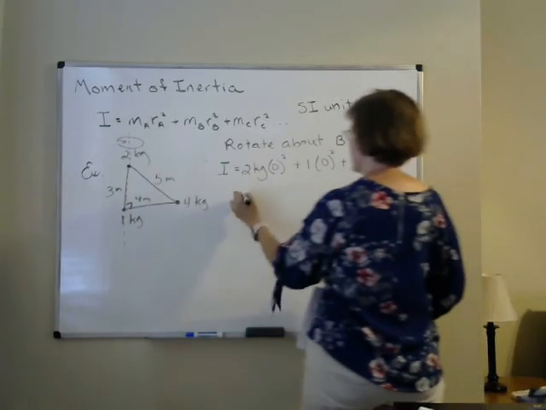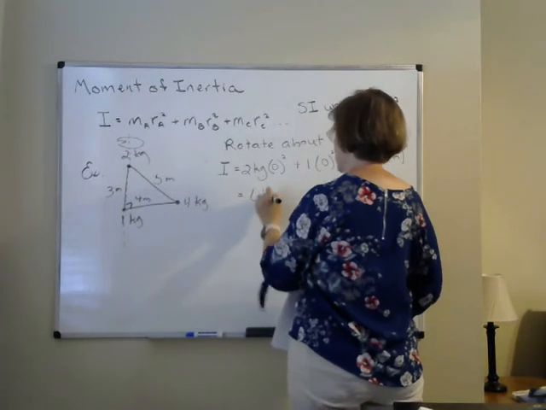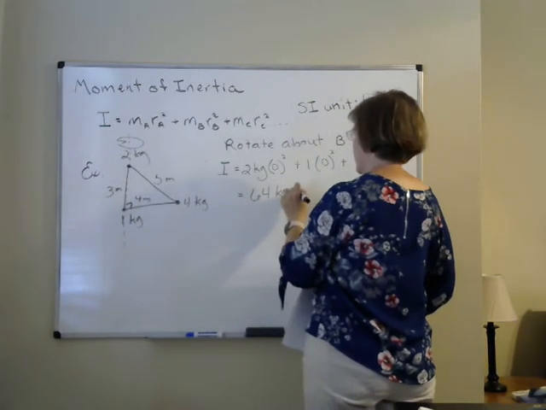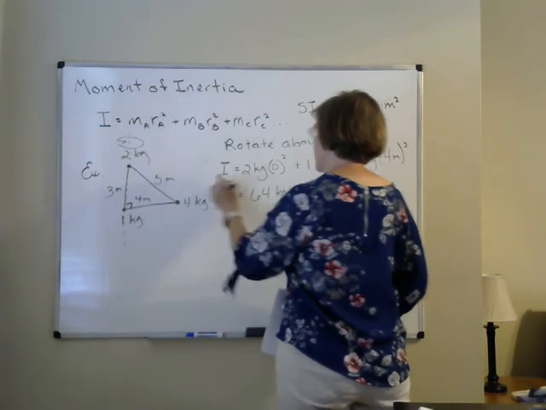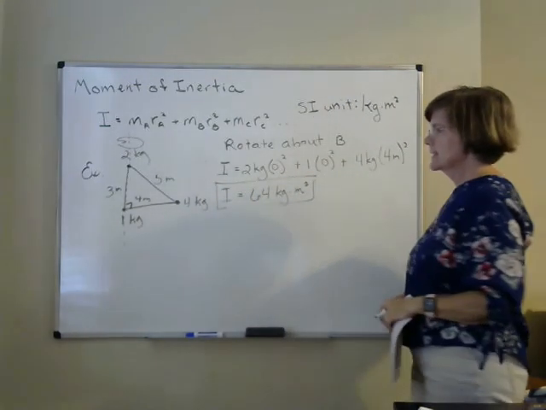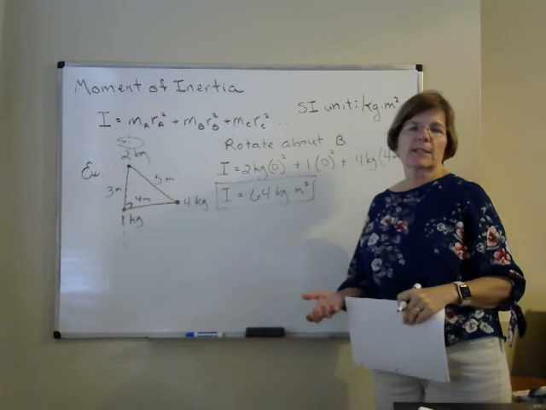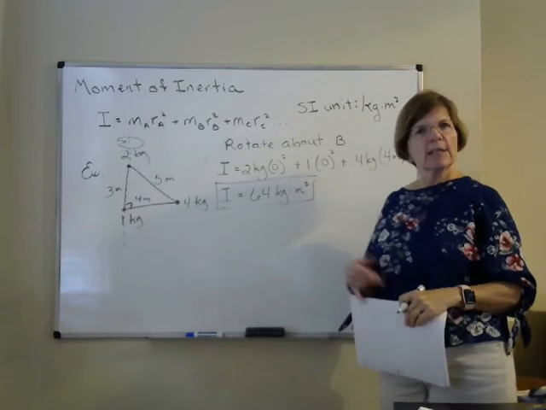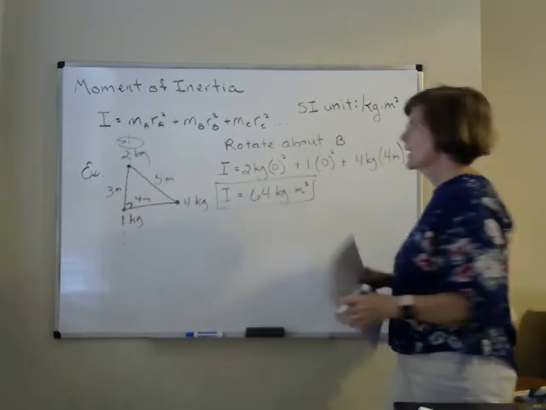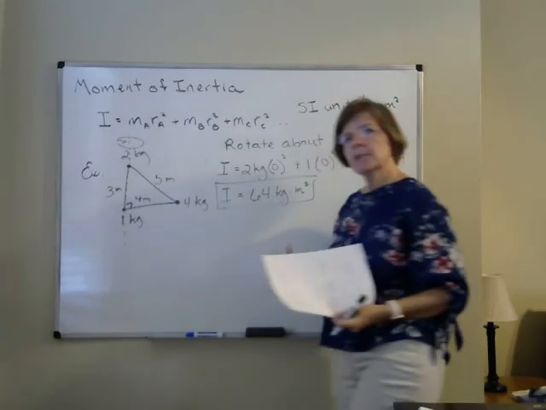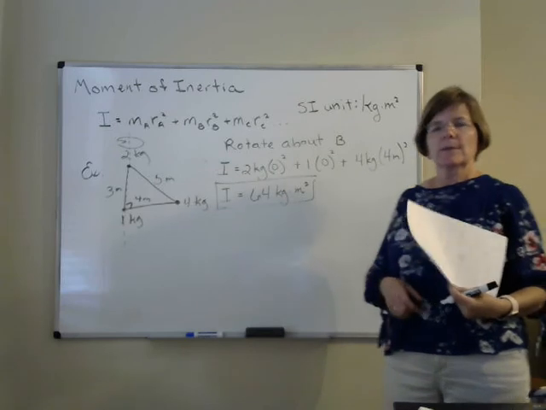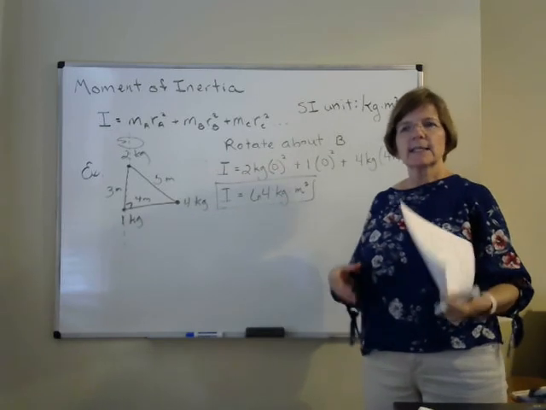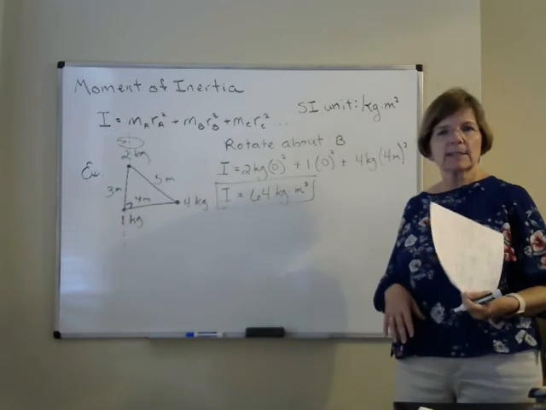That's going to end up being 64 kilogram meter squared. So really, if we're just talking about a few point masses and we can see for sure how far they are from the center of rotation, you can calculate a moment of inertia. But most of the time when we calculate a moment of inertia, we're doing it for something like a sphere or a disc, and these things take calculus, and it makes a difference.